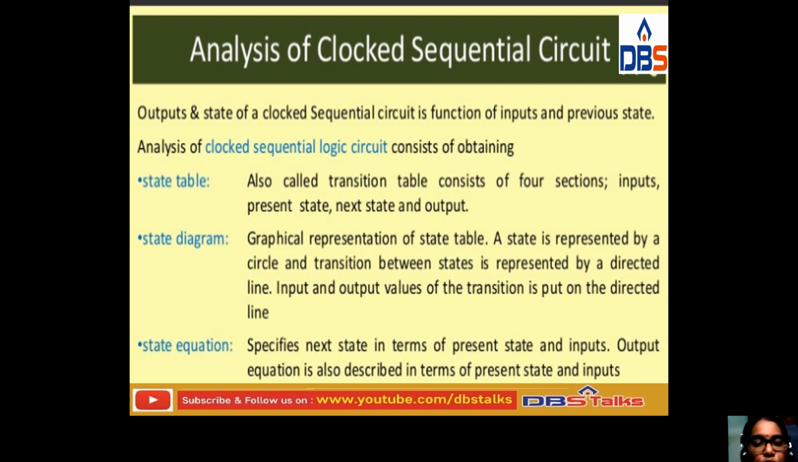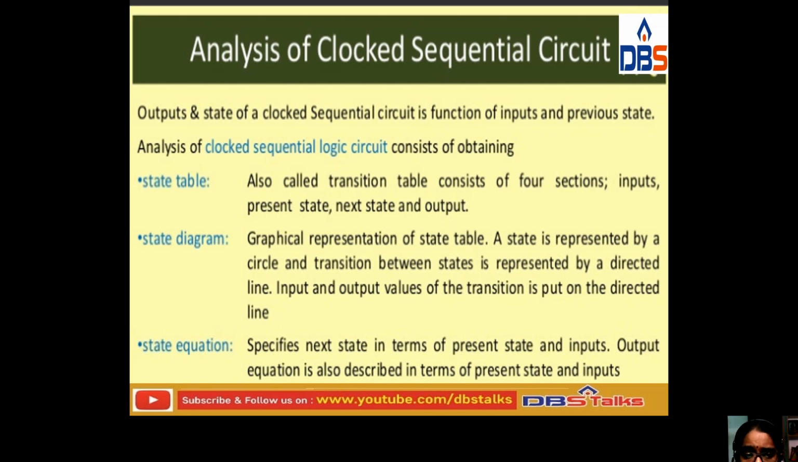So the analysis of the clocked sequential logic circuit consists of obtaining, first of all, the state table. We can also call that a transition table. It mainly consists of four sections: input, present state, next state and output.